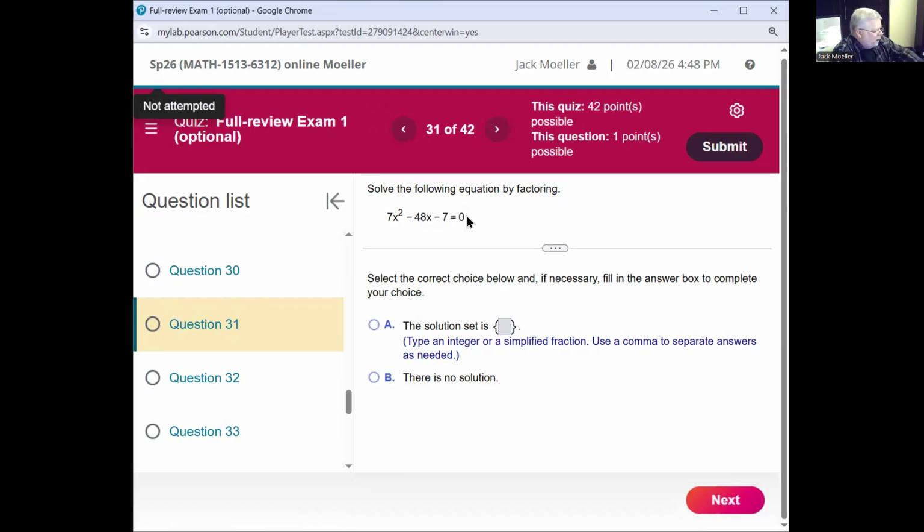I'm going to skip this one. I could do the quadratic formula on this one, but I want to try to get some imaginary solutions, so I'm going to skip down a little bit, but it'll all work out the same.